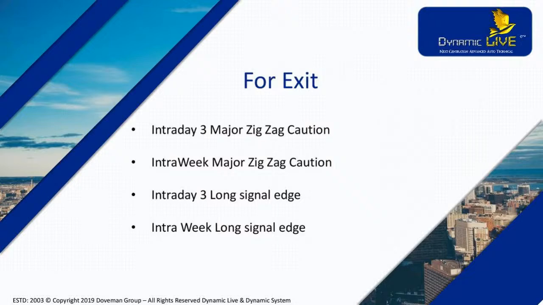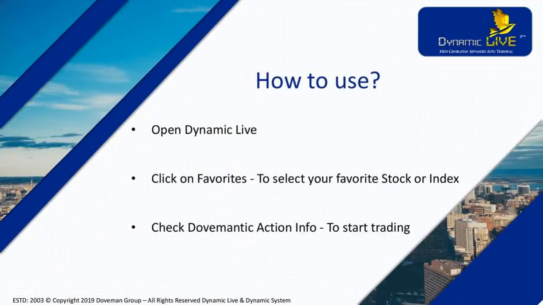But then today, you don't have to worry. Your job is not to follow all these multiple signals. Your job is to just follow these 1, 2, 3 easy steps. Now, what are these 1, 2, 3 easy steps? First step, just open your Dynamic Live, select your favorite stock or index in Dynamic Live, and see what the Domantic method is telling you to do, and whatever it tells you to do, based on that, simply place orders, start trading, and start making money. This is how easy it is.